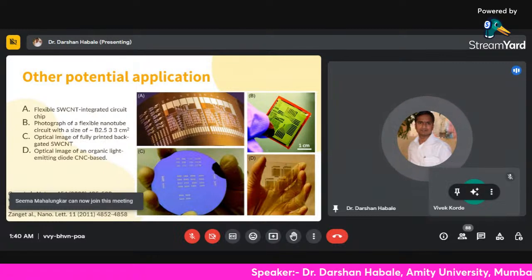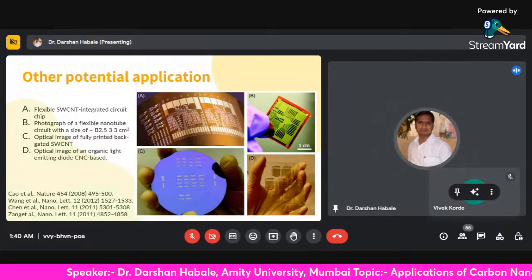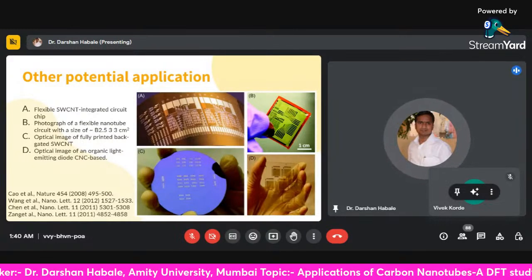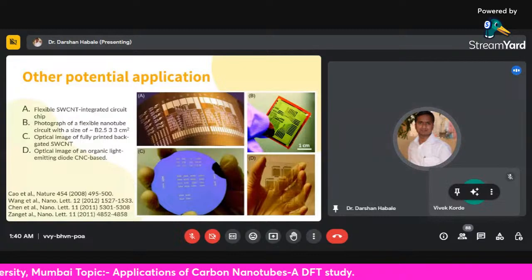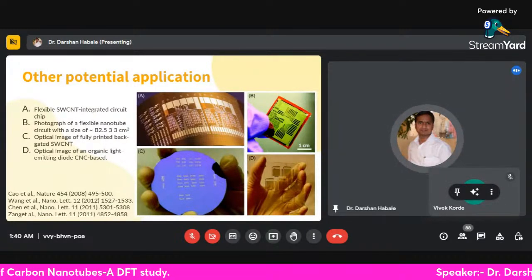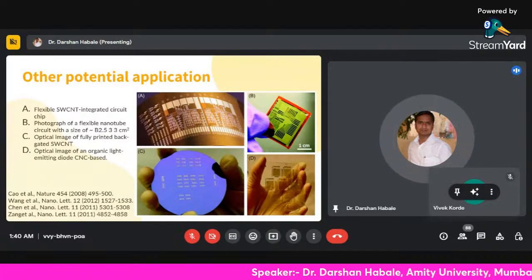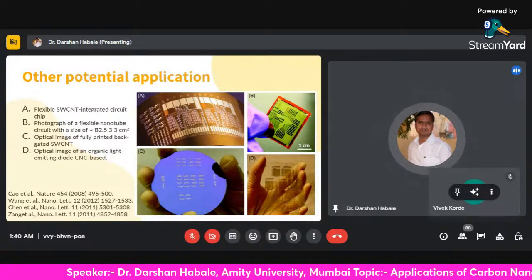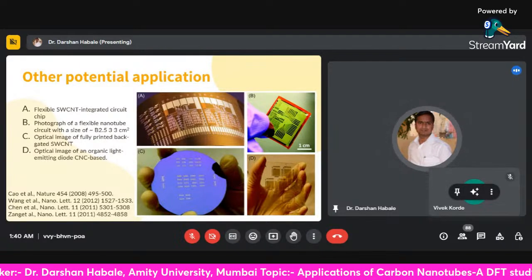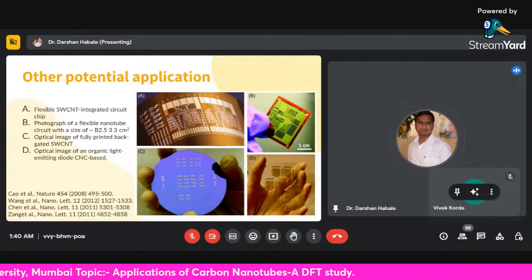The second is the photograph of a flexible nanotube circuit. This is an electric circuit made with the help of carbon nanotube, and the size is 2.5 micrometers by 3.3 centimeters. This is the electronic circuit. These are the two applications in LED. The third one is an optical image of a fully printed back-gated SWCNT. So the SWCNT can be used as the gates. And the last one is an organic light-emitting diode with the help of carbon nanotube.